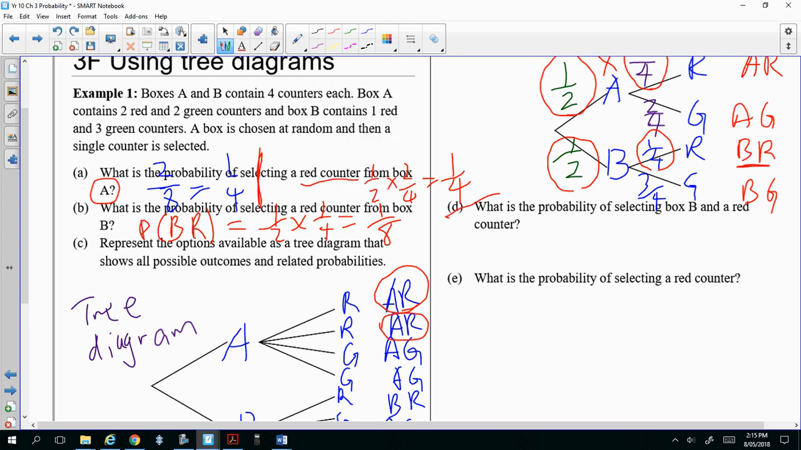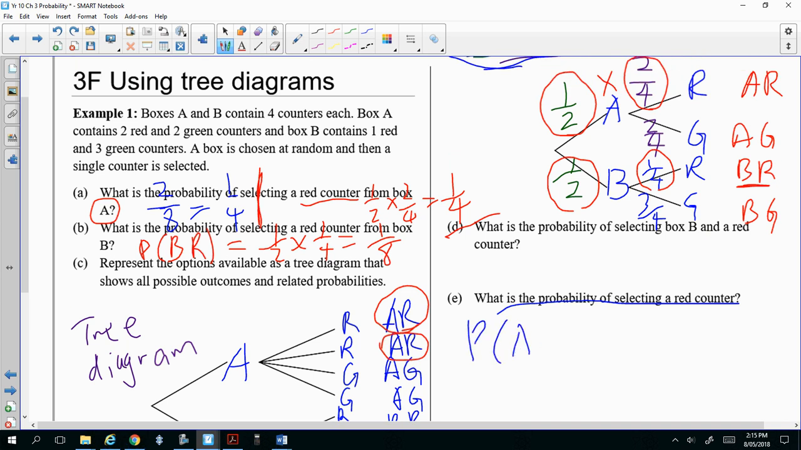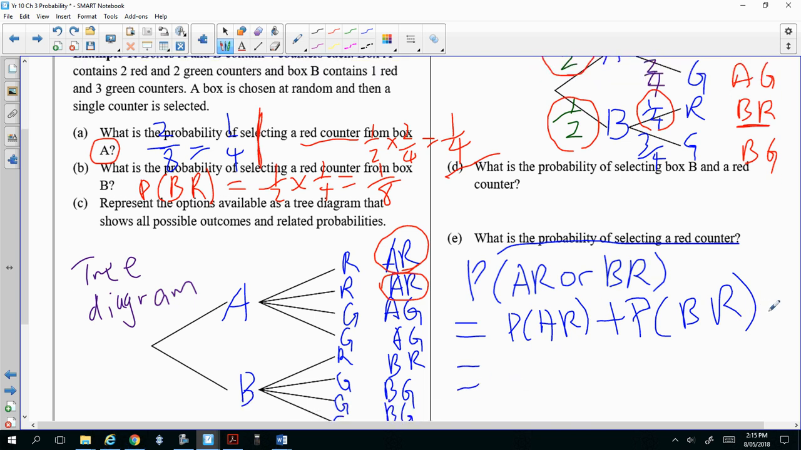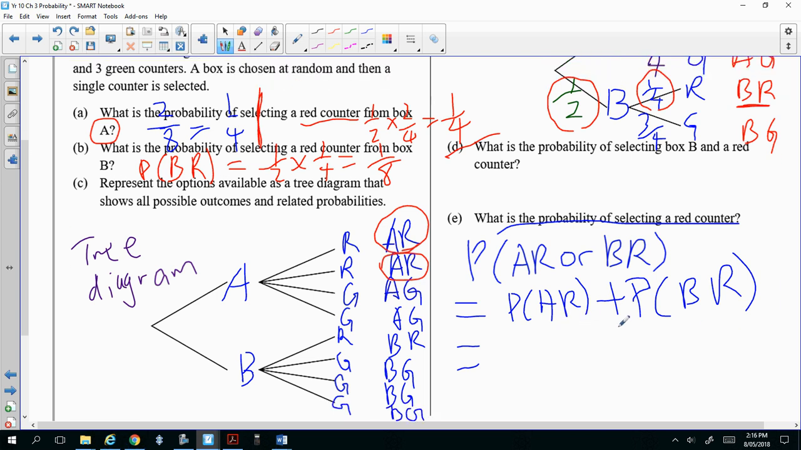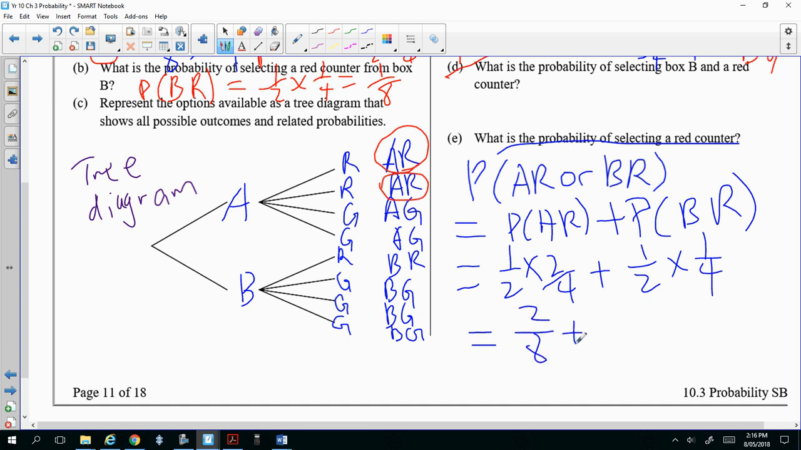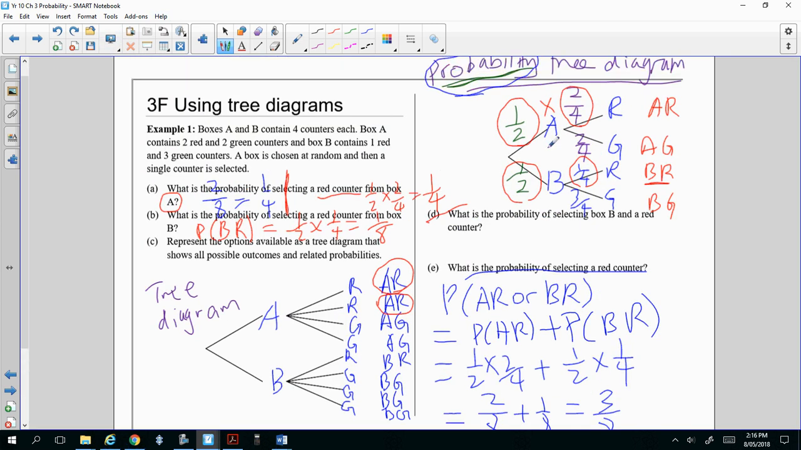Okay. How about E? What's the probability of selecting a red counter? A red counter could be AR or BR, isn't it? Well, you will add them together, so you do probability of AR plus the probability of BR, right? And because they're mutually exclusive, that's why I don't minus the probability of both occurring, because they can't both occur. So, therefore, AR is a half times 2/4 plus a half times 1/4, which is 2 out of 8 plus 1 out of 8, which is 3 out of 8. Right, get the idea? Yep, this is probability tree diagram. Okay, note how it works, because you'll be tested to draw this in an exam. We've got one more page to go through, then you can start the exercise.